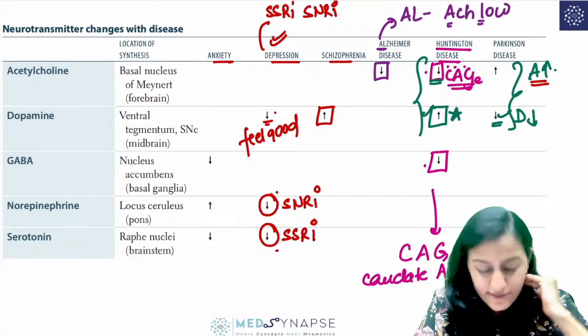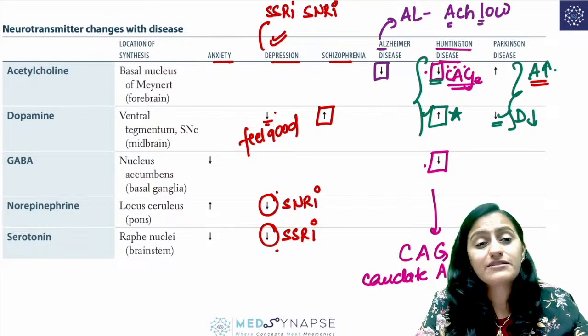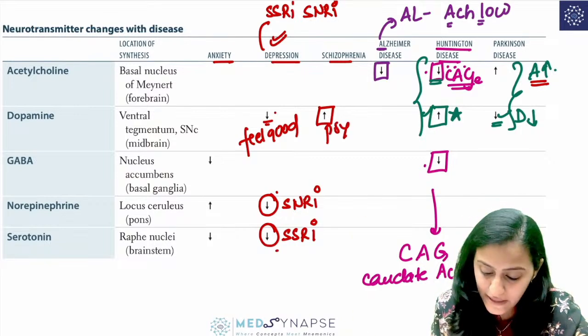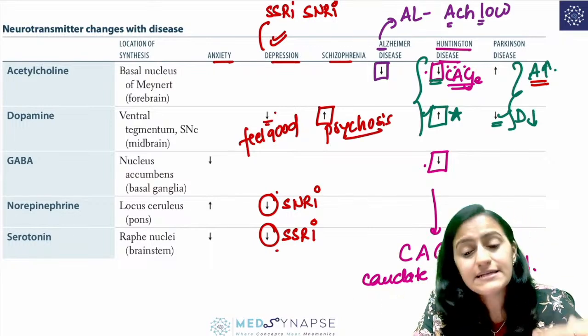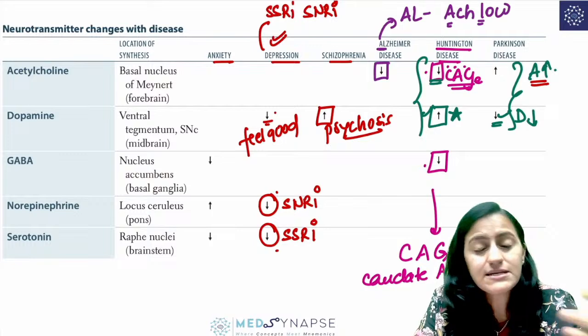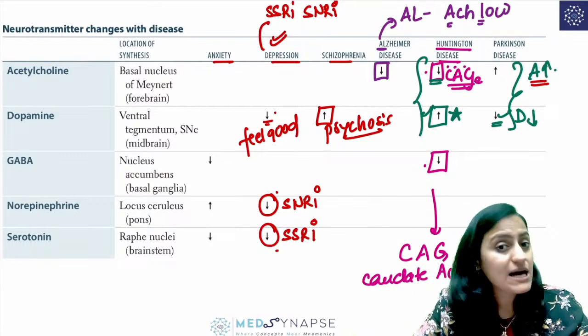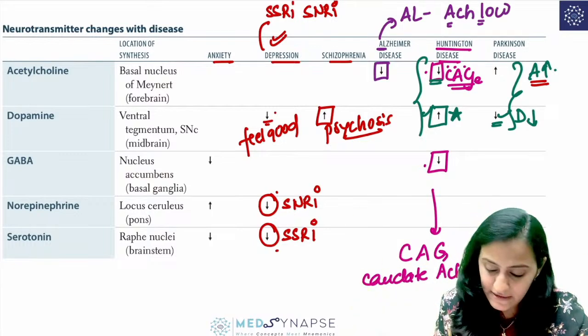In schizophrenia, the dopamine is more. The feel-good hormone is more, and that is why the patient is on a high. That means there is psychosis which is developing. Schizophrenia is like a psychosis. So remember, psychosis, patient on a high. So remember, the dopamine levels are increasing.